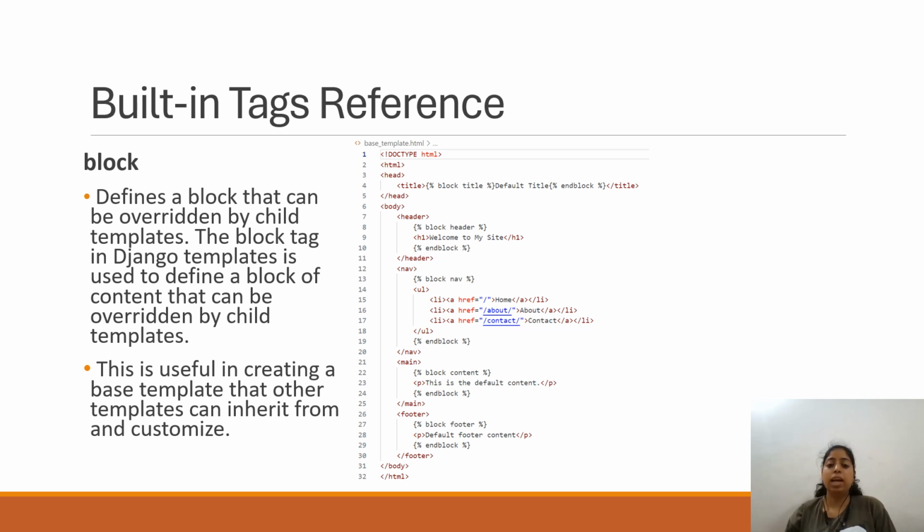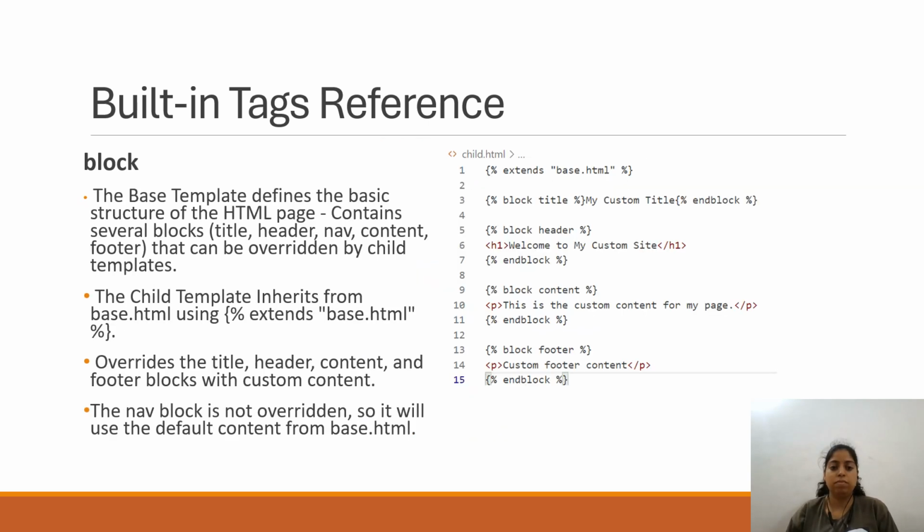The next built-in tag reference is block. This defines a block that can be overridden by a child template. The block tag in Django template is used to define a block of content that can be overridden by a child template. This is useful in creating a base template that other templates can inherit from and customize.